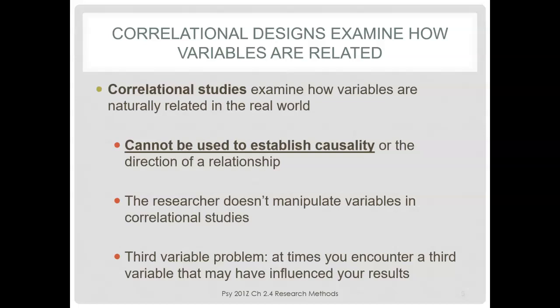And then we get to correlational studies. And with correlational studies, we're looking at how variables are related in the real world. Now, correlational studies never show causality. They cannot tell you that smoking causes lung cancer. And I'll come back to that example in a moment. All a correlational study can do is tell you how related two variables are and what direction that relationship goes. So with this, we're not manipulating variables.